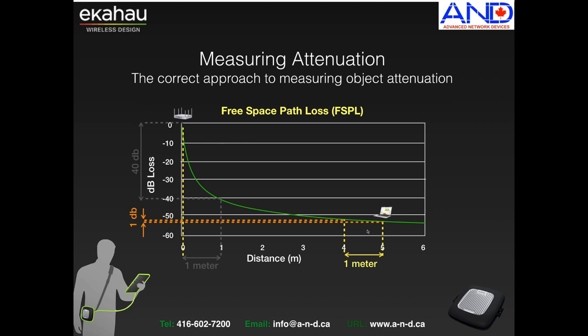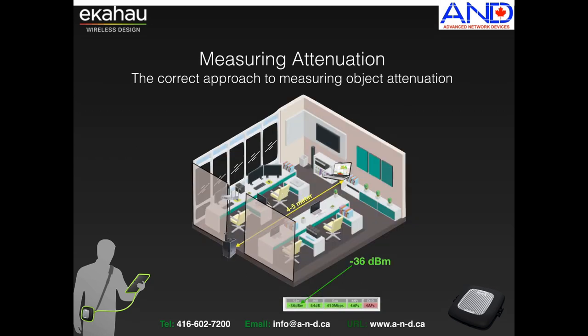So if we have the same variation and we move the receiver half a meter either way, you can see there is not a significant change in the variation of the signal loss in comparison to what we had here, 8 dB versus half a dB, which is significant. Therefore, the correct approach is to be at least 4 to 5 meters away and put the transmitter on one side with no obstructions and the receiver on the other side.